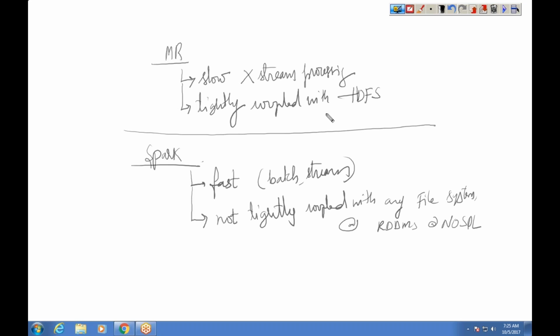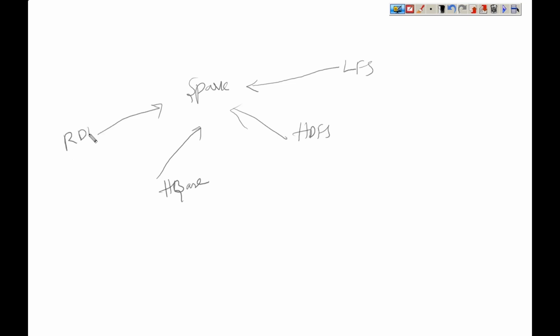But in case of Spark, the data need not be in HDFS. Directly it can read the data and process it. It can read from the local file system. It can read from HDFS. The data can be in HBase, in some RDBMS, or in Cassandra. Whatever may be the type of storage, whether it is a file system, RDBMS, or NoSQL database, it can access the data from anywhere and process it. It can be in HDFS or it need not be in HDFS. So that is the advantage we have with Spark.